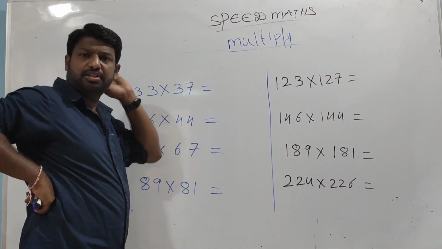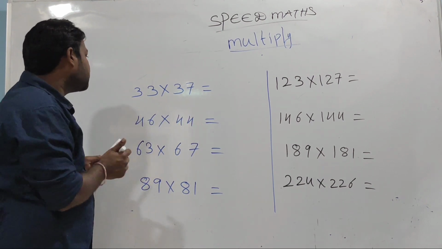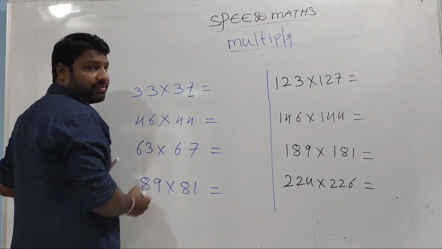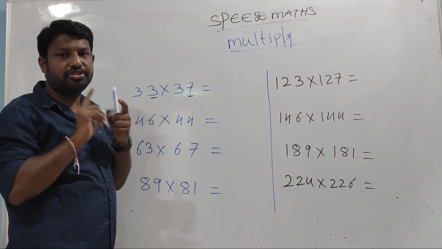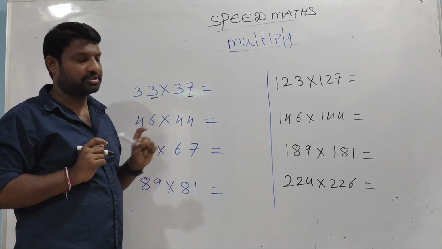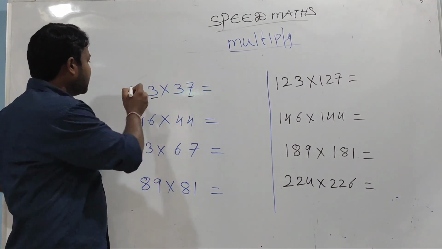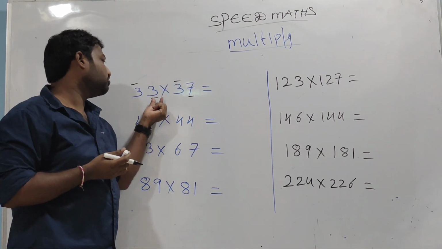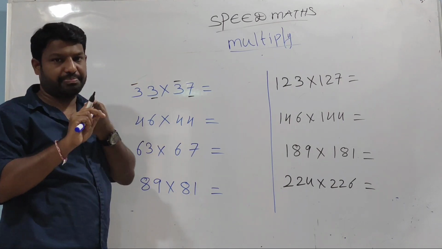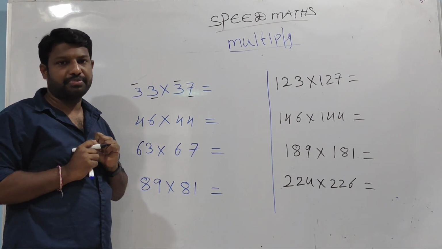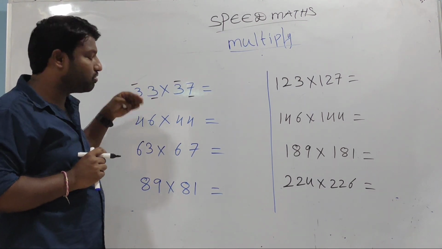Now one more technique. Here I am multiplying two-digit numbers. So what is this? See the last digits here: 7 and 3. The sum of the last digits should be 10. 7 plus 3 is 10. Yes, the sum of the last digits should be 10 and the digit before it should be the same. Here 3 is there, here 3 is there. What happened? 7 plus 3 is 10 and these digits are the same. This is the technique.